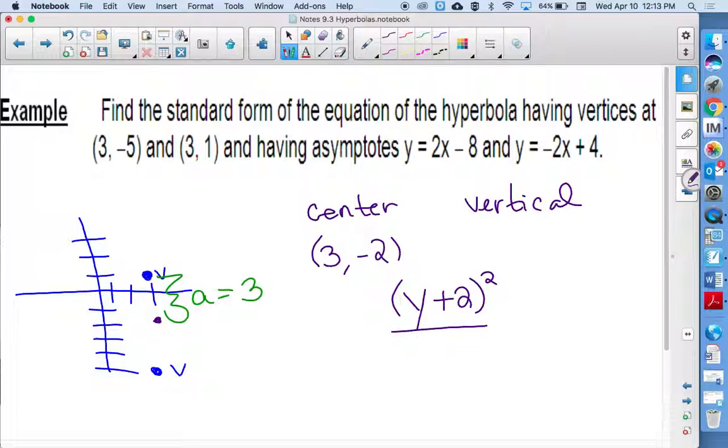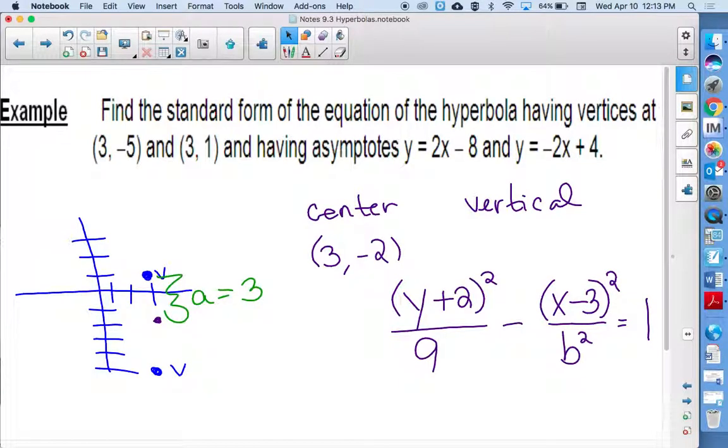We know a is 3, so underneath that is a 9. A is always in front. Then we've got our minus sign, x minus 3. I don't know b squared, so I'll just leave that there for a moment, and it's equal to 1 because standard form is supposed to equal 1. So by having the two vertices, we can get about 90% of the information filled in.